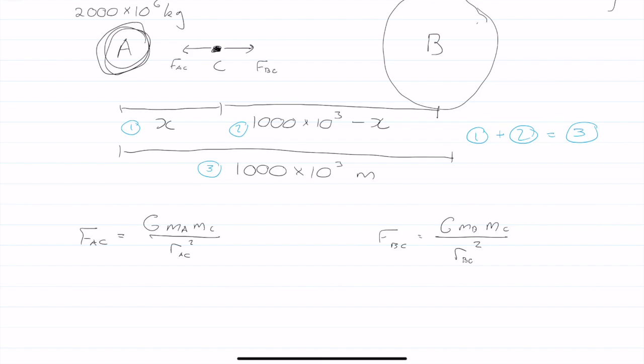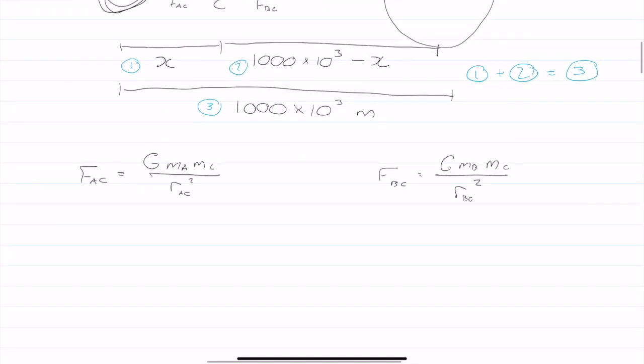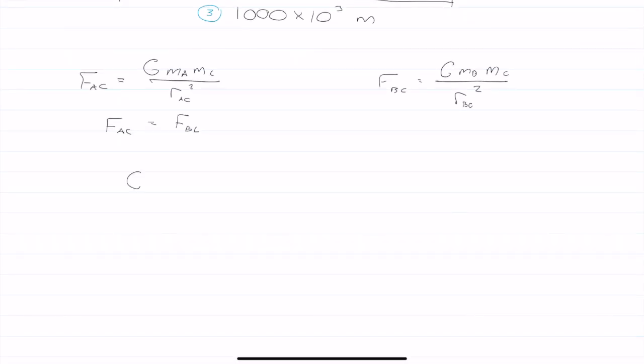So for there to be a 0 net force, force AC must be equal to force BC because they're acting in opposite directions. So therefore I can equate these two. I'm saying that F_AC equals F_BC. So we have the gravitational constant, mass A times mass C over R_AC squared, is equal to G, mass B, mass C over R_BC squared.